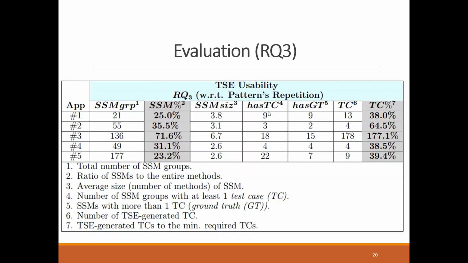We can see here we have 9 groups of methods that have at least 1 test case, and 9 groups of methods that have more than 1 test case. So if we generate some test cases based on existing ones, we will be able to evaluate it, as they have ground truth. TSC generated 13 test cases for 9 of those groups. So TSC generated more than the minimum required test cases, and we are seeing the percentage for each subject application.